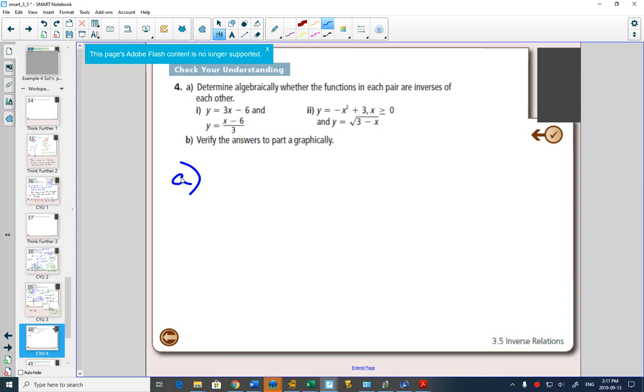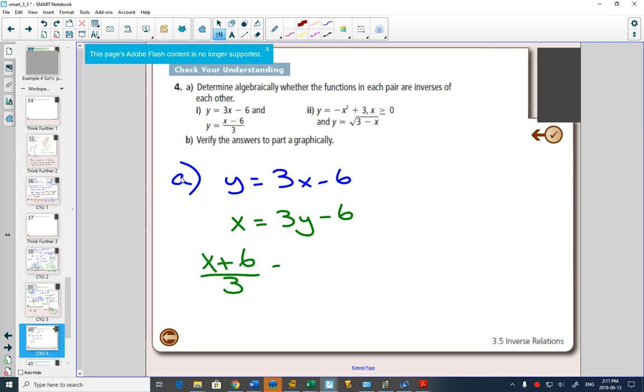And so if I started with y equals 3x minus 6, and I wanted to find its inverse, I would switch the x and the y. Solve for y, add 6 to both sides, and divide by 3. X plus 6 divided by 3, is that equal to x minus 6 divided by 3? No. The equations are not the same, so they are not inverses.